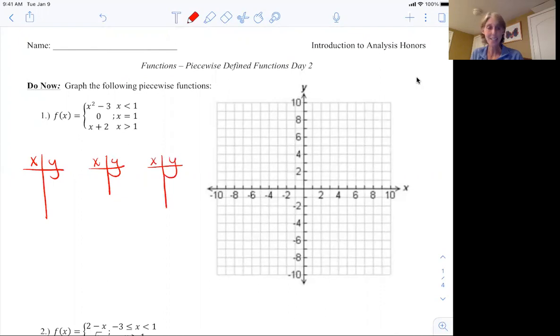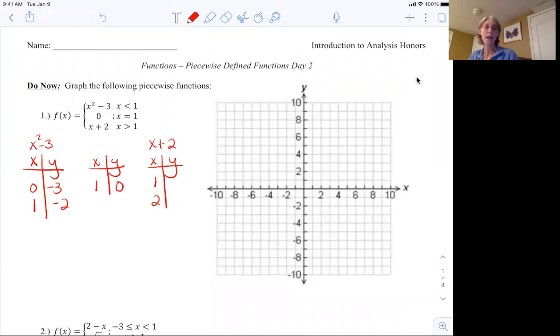And when x is less than 1, we could take maybe 0 and 1, plugging into x squared minus 3. When x is 1, y is 0. And when x is greater than 1, so we'll take 1 and 2, we're using the function x plus 2. All we're going to do is set up each table and then plot it. Starting with the first piece, when x is less than 1, that parabola: 0 squared minus 3 is negative 3. 1 squared minus 3 is negative 2.